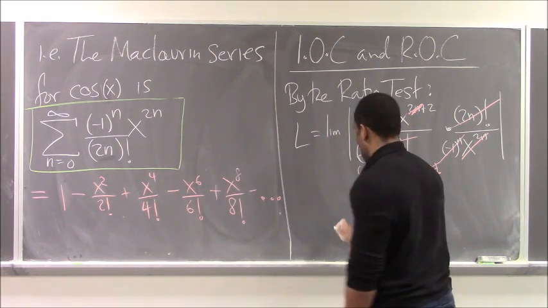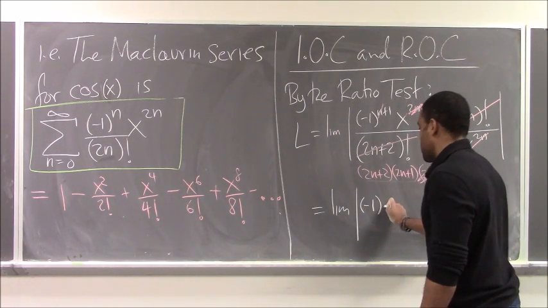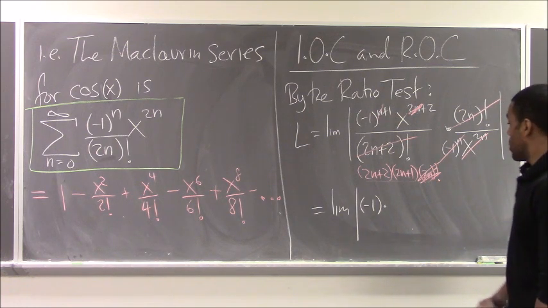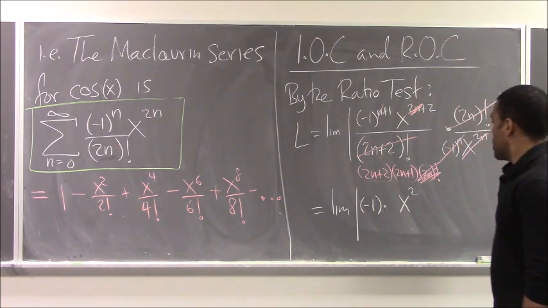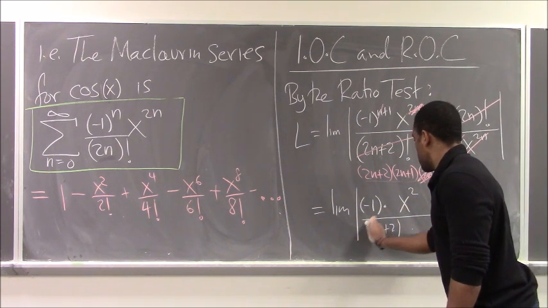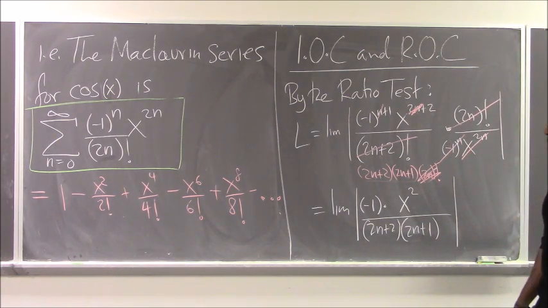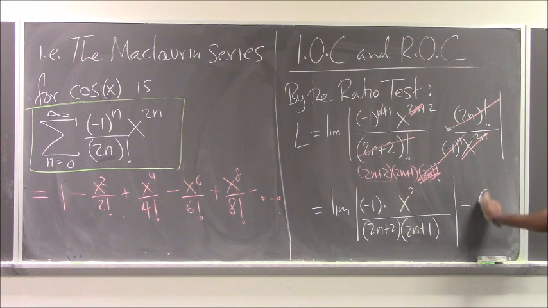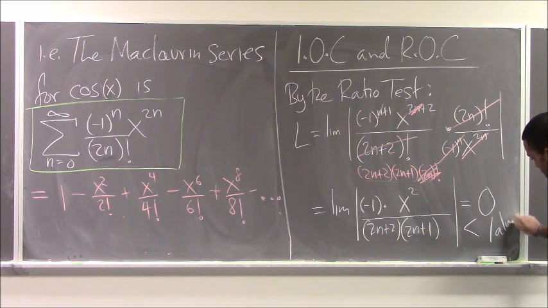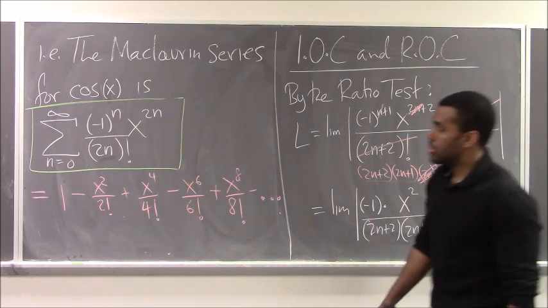So ultimately now what we have is the limit in absolute values. There's going to be a minus 1, but of course we can ignore that minus 1 because we're taking absolute values. We're going to be left with an x squared, and then we're going to have all of that divided by 2n plus 2 times 2n plus 1. And what's that limit? 0. What's so special about 0? Well, it's less than 1 always. What does that tell us about this thing? The ROC is infinite, right?